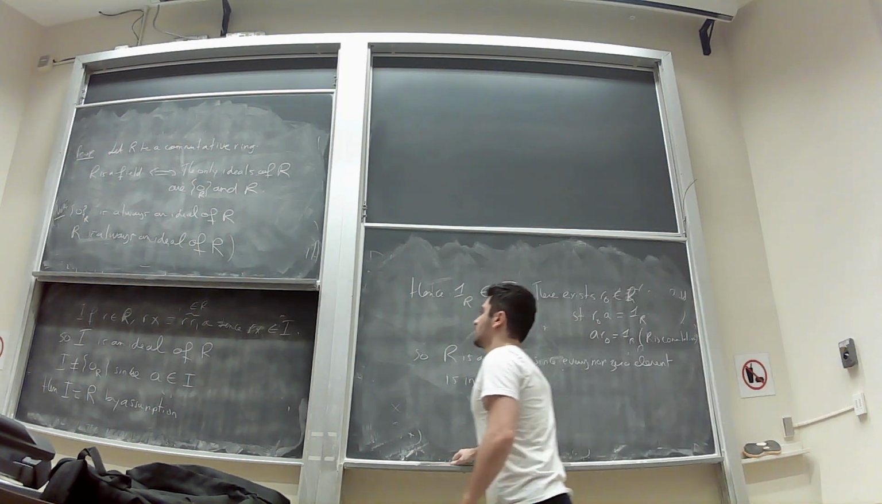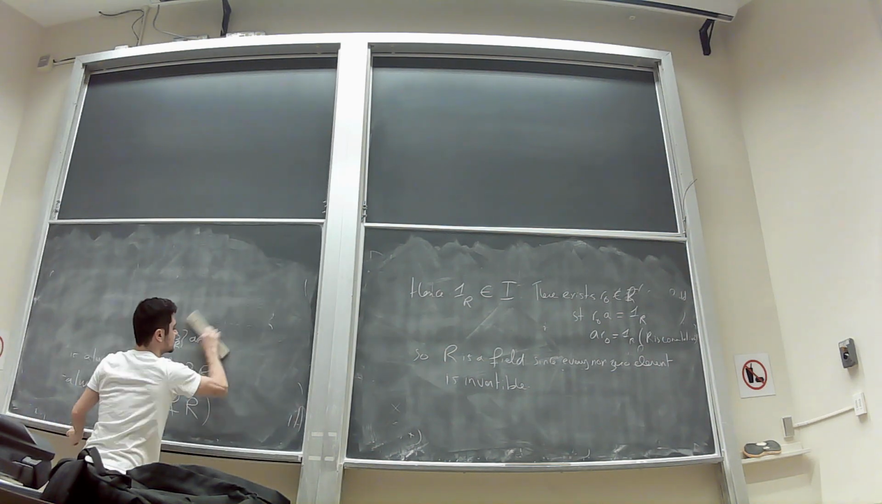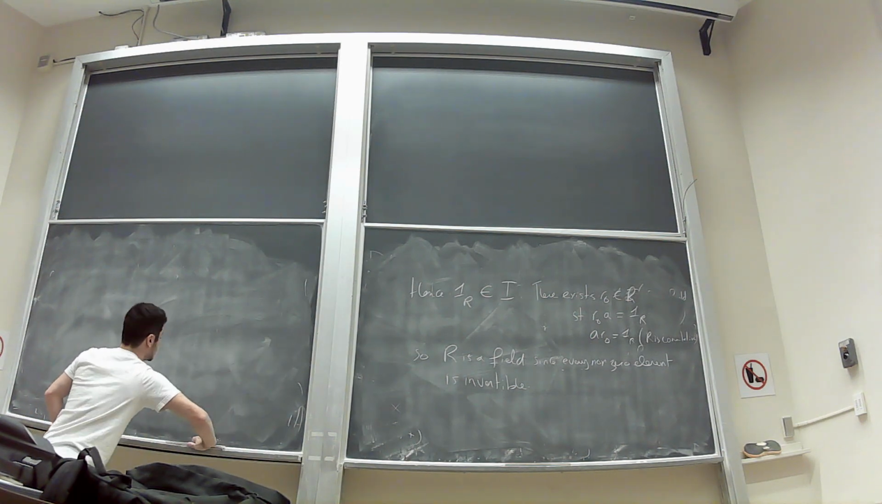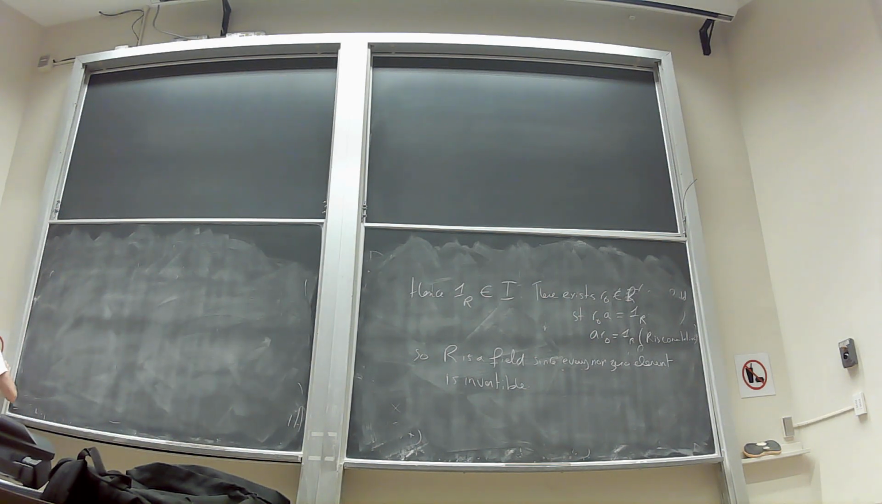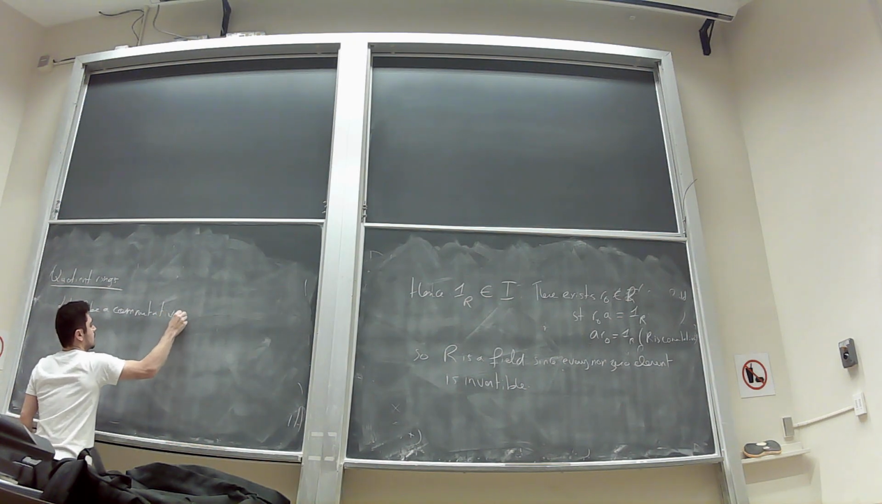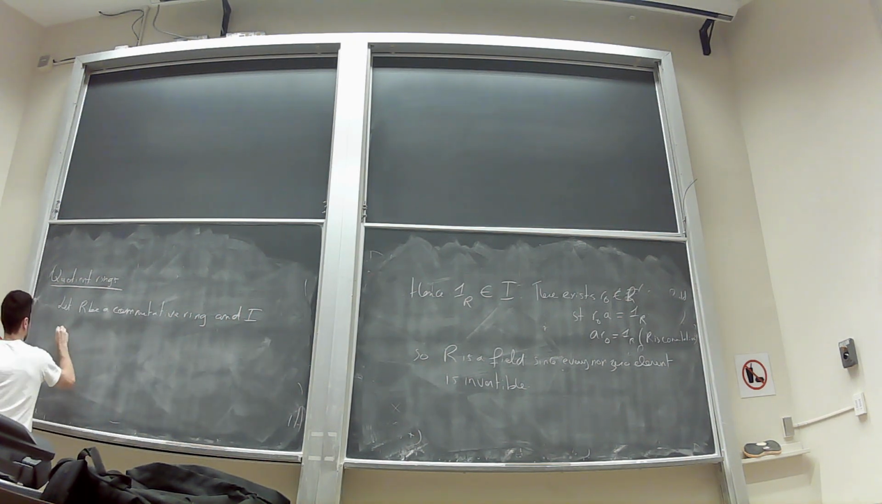Great. So now I'll introduce quotient rings. This is going to be a bit fast because basically you have seen the constructions. Quotient rings. Let R be a commutative ring and I an ideal of R.